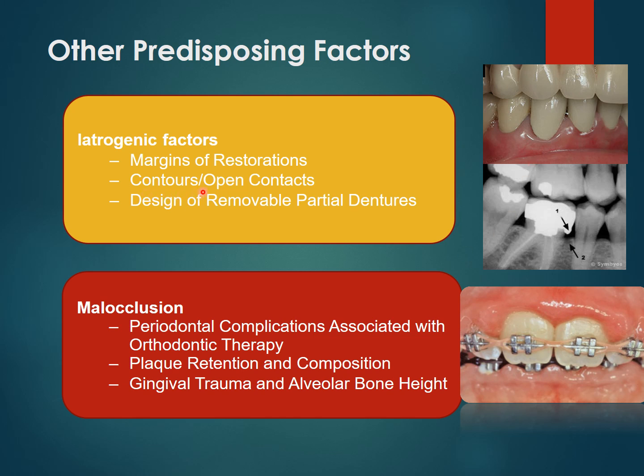And coming to overcontours or open contours, overcontours are always associated with the inhibition of the patient's oral hygiene maintenance. And also open contacts between the spacing lead to food impaction, and finally lead to gingival inflammation and periodontitis.